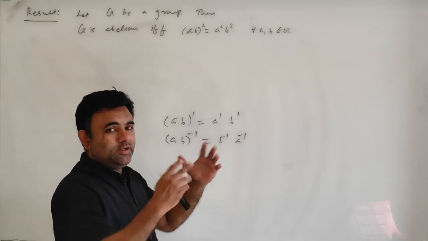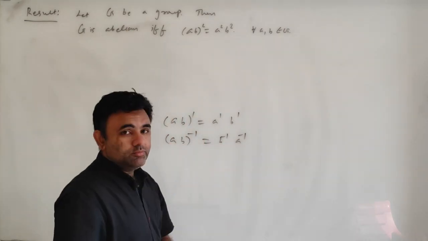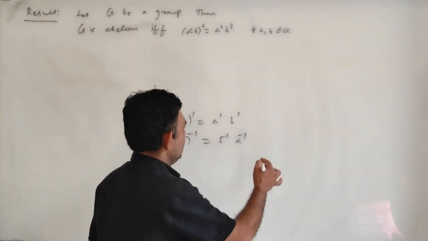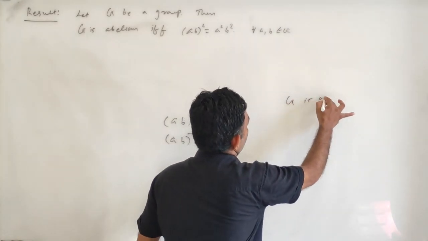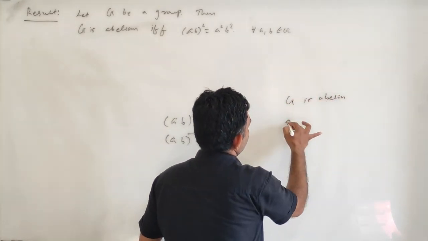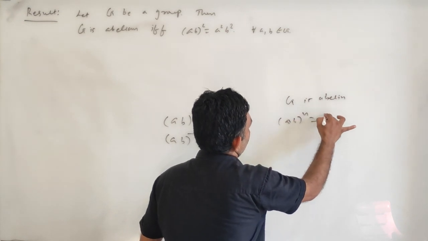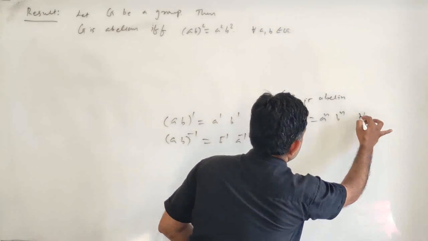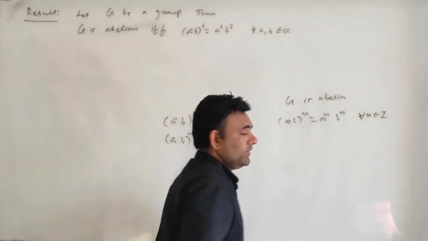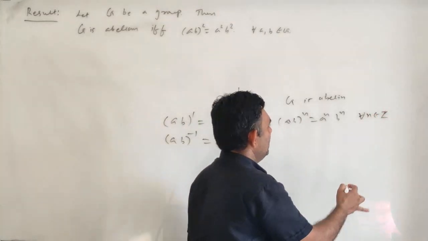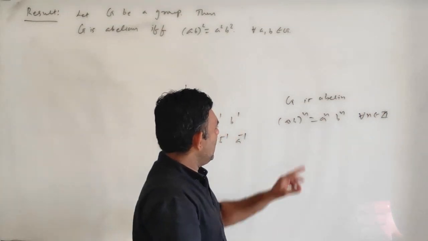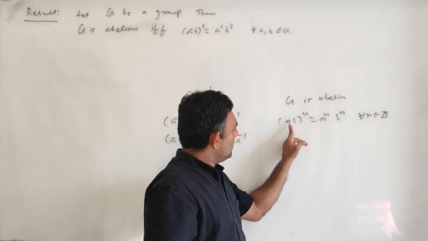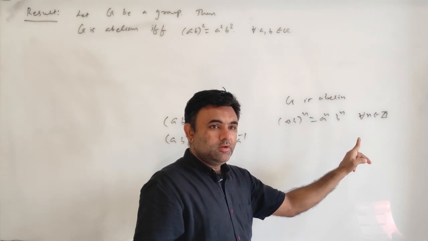If you have no condition on the group, yes, but if G is abelian, then we have this result: (AB) raised to n is equal to A raised to n, B raised to n. We have proved this result, and this is for all n belonging to Z. You consider any integer, then you can distribute the n power to both the elements in the same order.